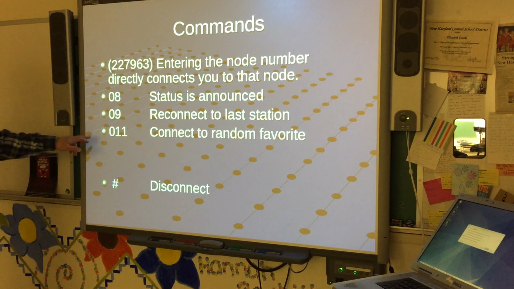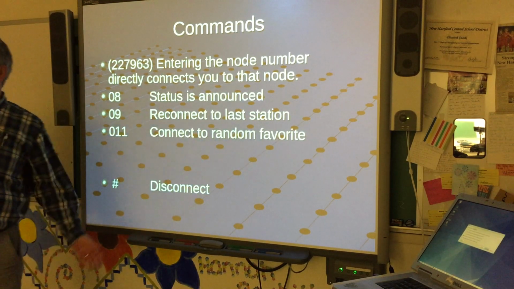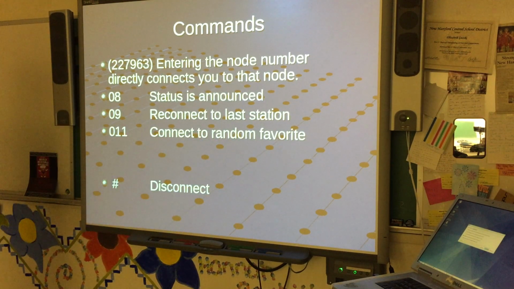Another example of a command, 011 would connect to a random favorite node. You can set up nodes as favorites, that's kind of a little bit of an advanced topic. These entries are all done through the keypad on your radio. Been wondering why you got all those numbers there, right? So now we know. So those are your random favorites? Yes.